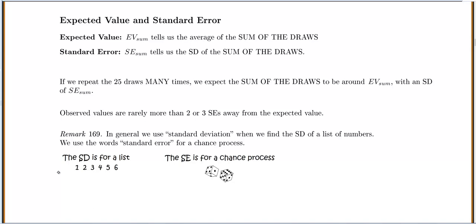As a final remark, in general, we use standard deviation when we want to find the SD of a list of numbers, but we use the word standard error when we're talking about a chance process.